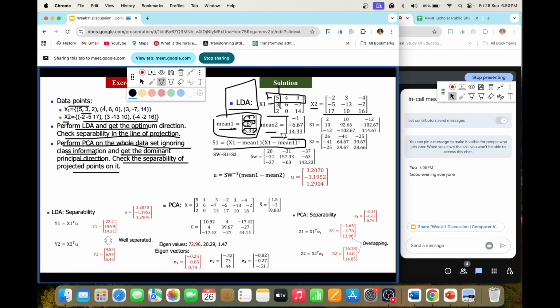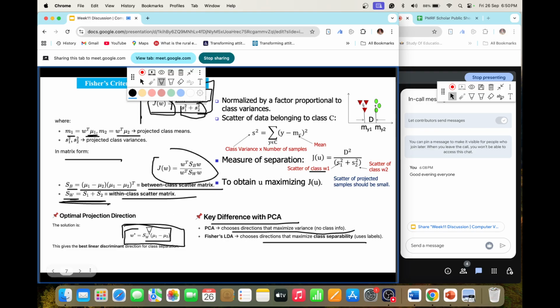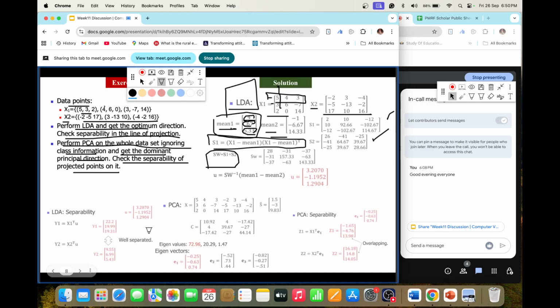Once we have the mean of the first class and the mean of the second class, we can form this matrix. S1 will be this. Similarly, S2 is the same with 1 replaced by 2, that is (x2 minus mu2) times (x2 minus mu2) transpose. By that you can form the S1 matrix and the S2 matrix, and then easily form the SW matrix, which is S1 plus S2. But remember, your direction involves SW inverse, so you have to find the inverse of the SW matrix, and then multiply by (mu1 minus mu2).